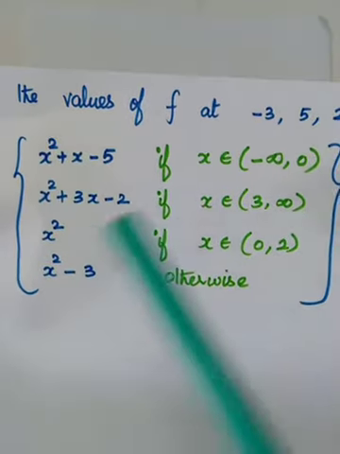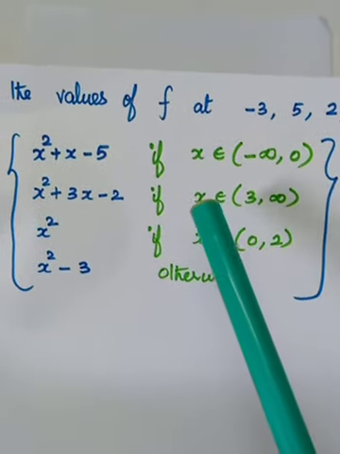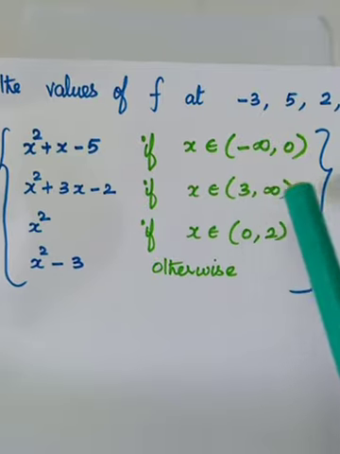So these are the full negative values. Next, if x belongs to 3 to infinity.